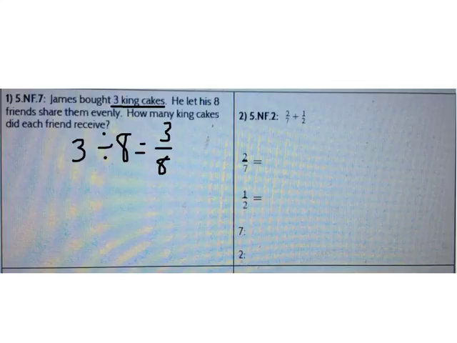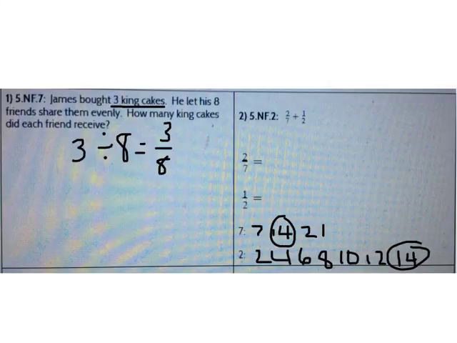Now let's solve a fraction addition problem. 2/7 plus 1/2. When I add 2/7 plus 1/2, I can't add these two fractions like they are. They don't have the same denominator. The first thing I need to do is find the LCD. Go ahead and list your multiples and find the LCD now. The least common denominator is 14.